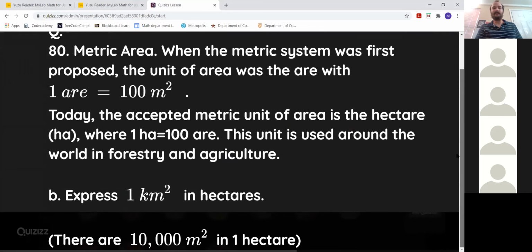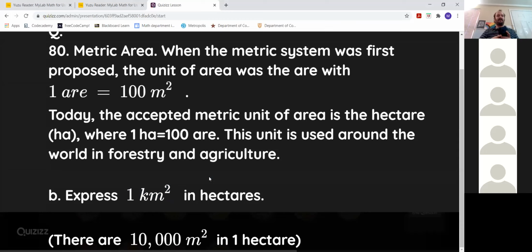Express 1 kilometer squared in hectares. Oh, I like this one because it brings it back. My advice, we got to be really careful with this thing. 1 kilometer squared is 1 kilometer. Write it out, what it means. It means 1 kilometer times 1 kilometer.